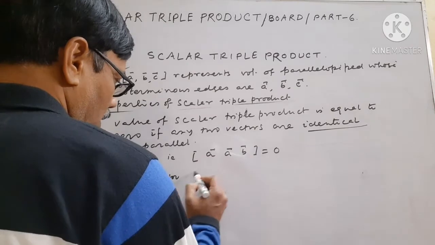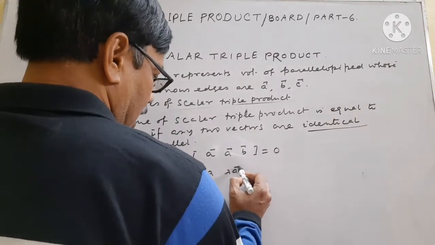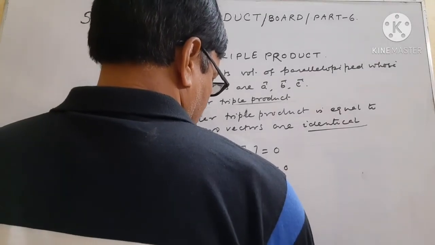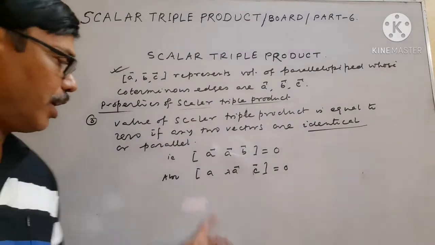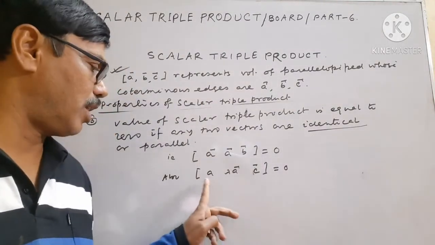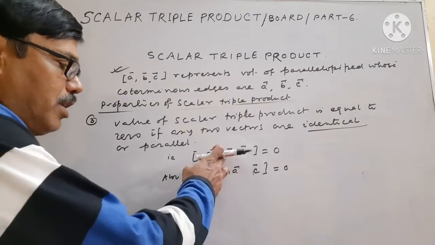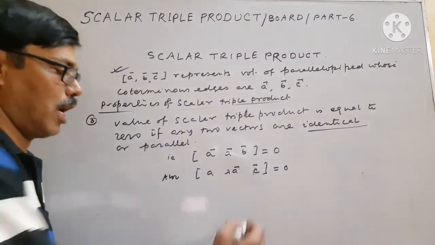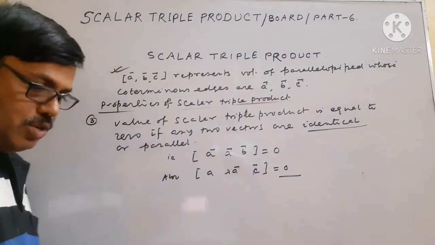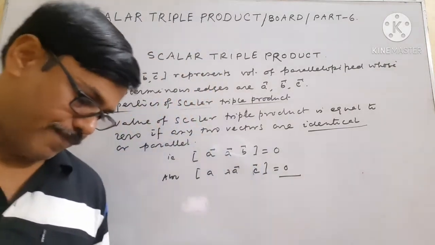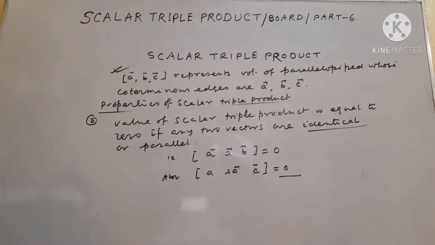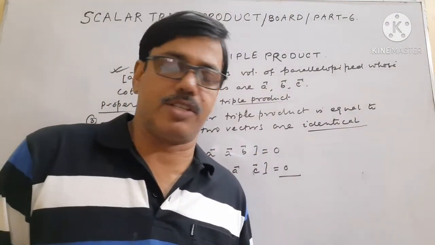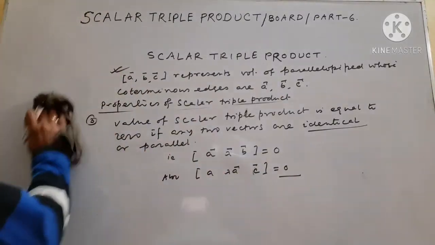Also, box lambda A, A, B or C as you please, this is also 0. A and lambda A are parallel. So from the property of determinants, if two rows or columns are proportional, then the value is 0. So this is basic theory. What is the scalar triple product? What is its geometrical significance? And three properties.